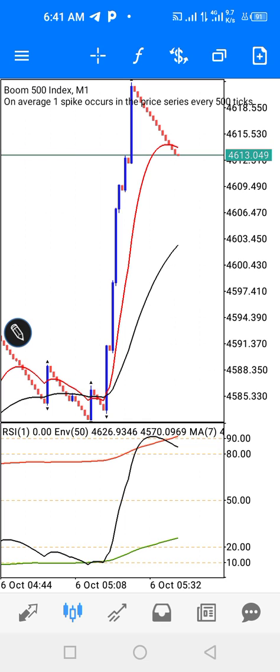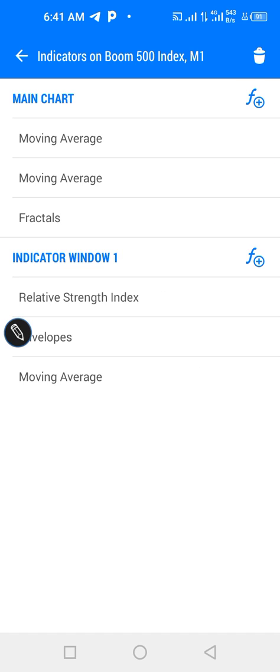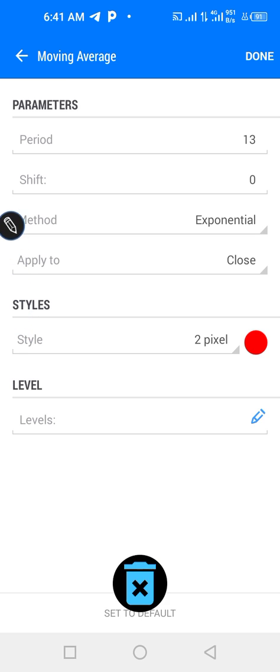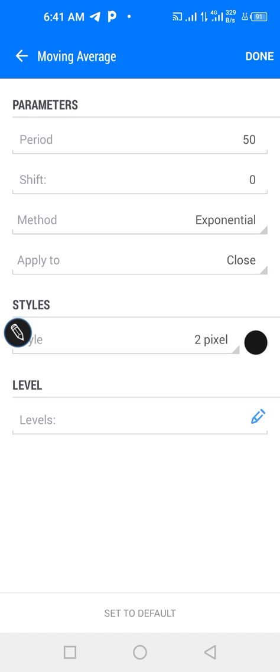So without wasting much of our time, I'll be going to the settings of the indicators. We'll be using two indicators here. The first indicator is moving average 13: period 13, method exponential, apply to close. The style, you can use any style of your choice. The next moving average is moving average 50, with period 50, method exponential, apply to close. You can use any style of your choice.